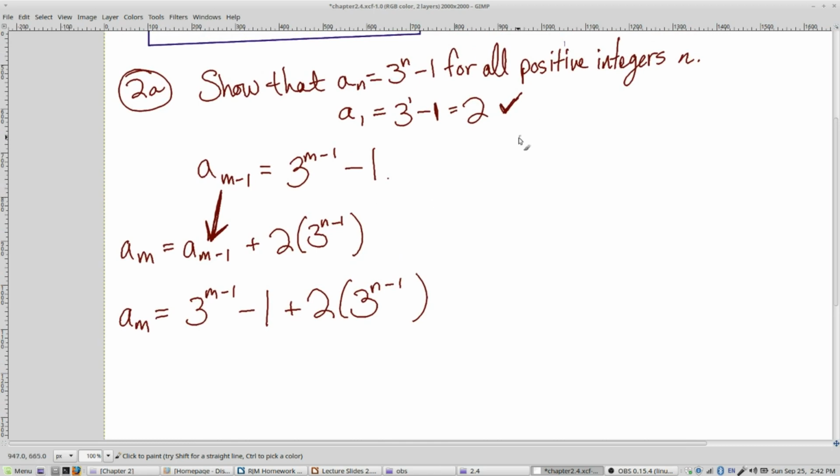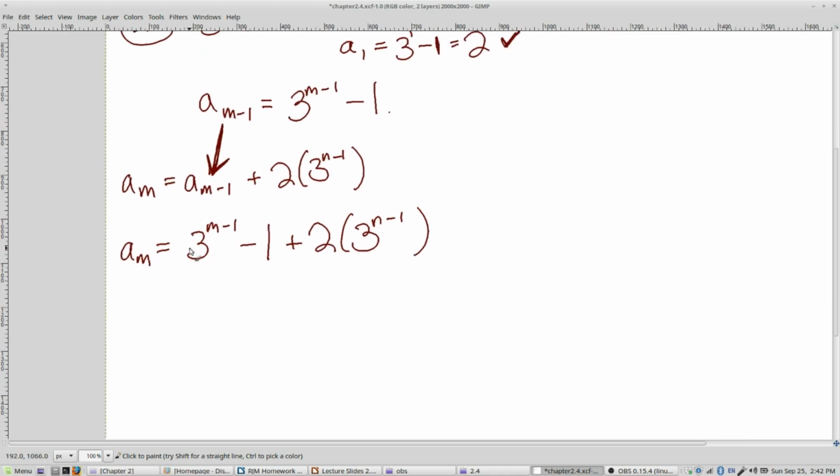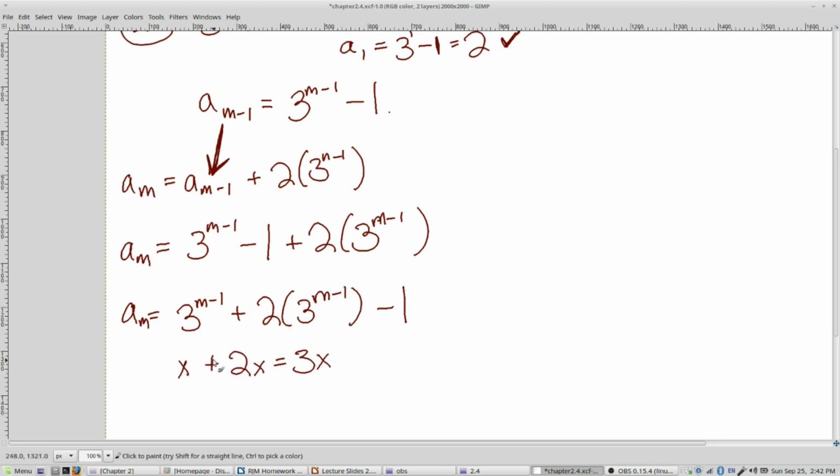So this is also similar to the previous chapter, where we were using a sub m minus 1 to get a formula to plug into a different formula. So this is what we get here, then we can start simplifying it. So this is where some old algebra comes in, some laws of exponents. Let's rewrite this as 3 to the m minus 1 plus 2 times 3 to the m minus 1, and I keep mixing up my letters, sorry, minus 1. So if we had x plus 2x, that would be equal to 3x, right? So it's a little bit harder to see in this case, but I'm going to rewrite this as 3 times 3 to the m minus 1.